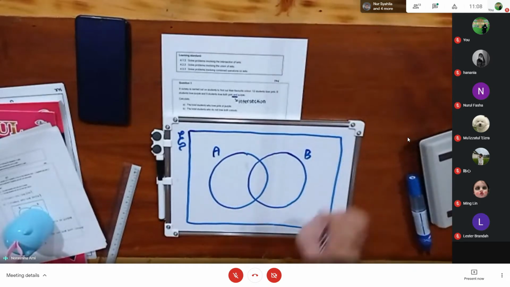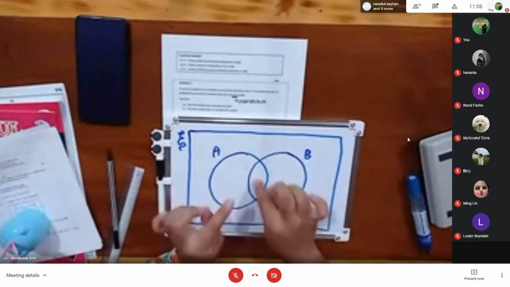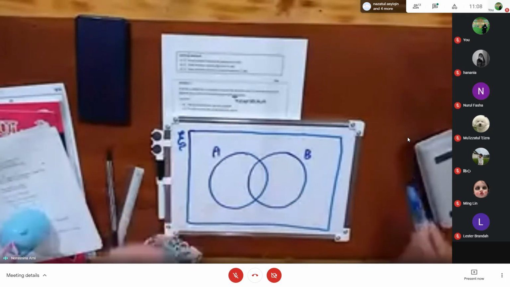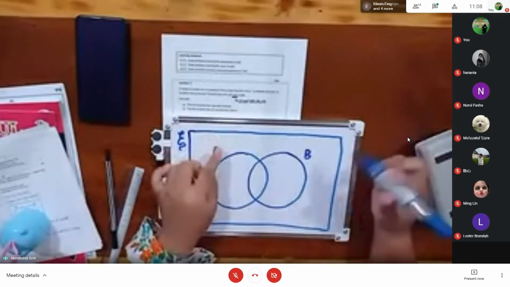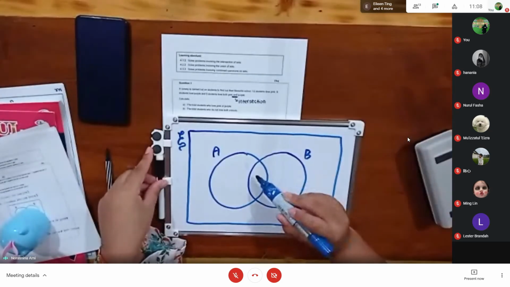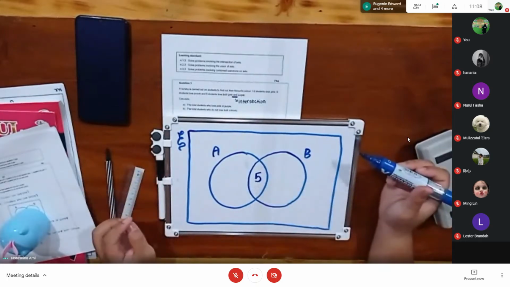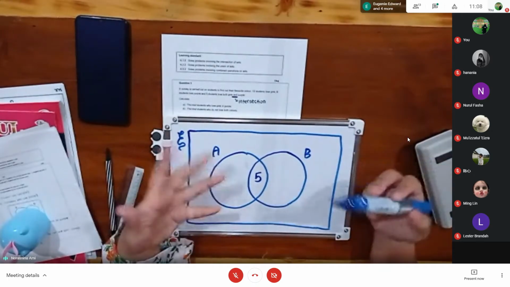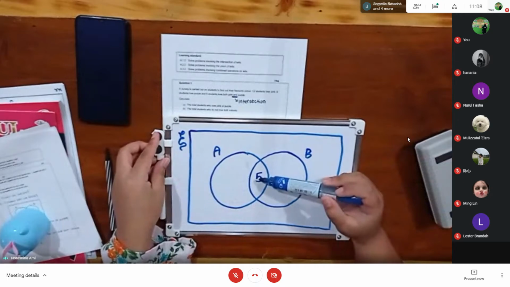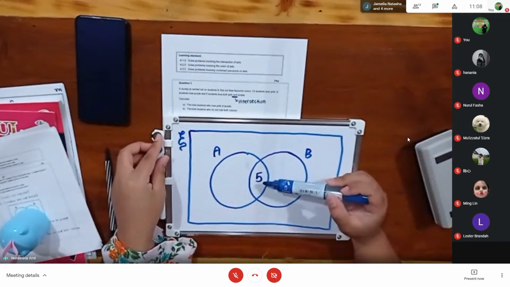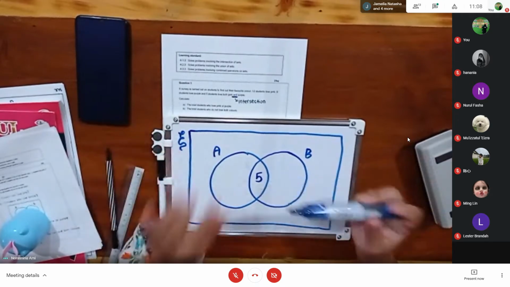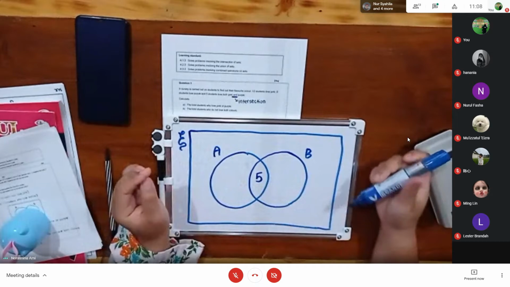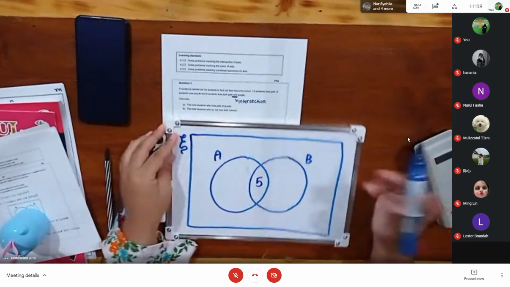Okay, now we label how many people who love pink and purple. It says that there are 5 students, so here we will write 5. There is no dot in front of this number because this is not an element. This is the number of elements.